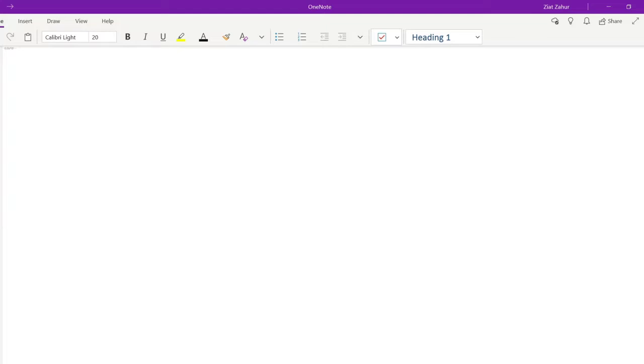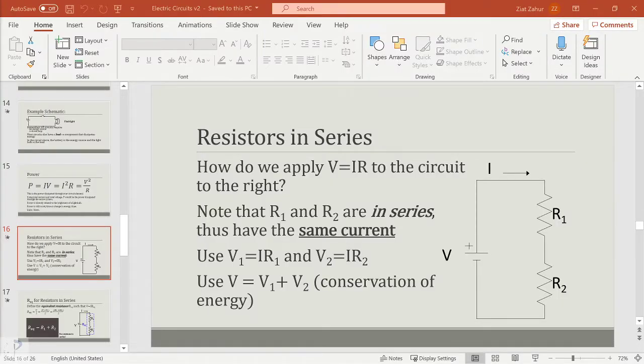Let's start with the PowerPoint. Resistors in series. If you have two or more resistors that are in series, you can tell that they are in series if they come one after the other. As you can see in this model, you have resistor 1 and resistor 2. They're right after one another.